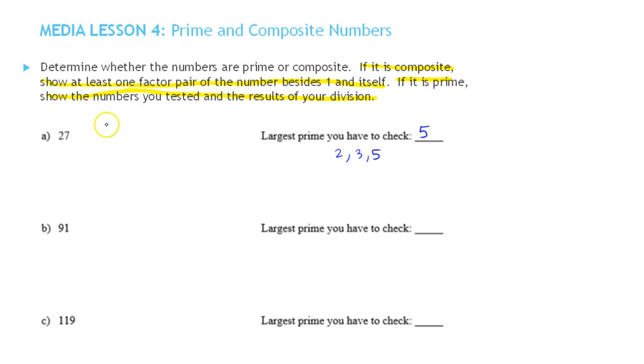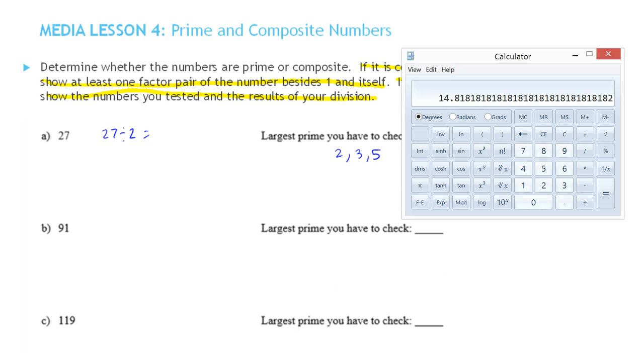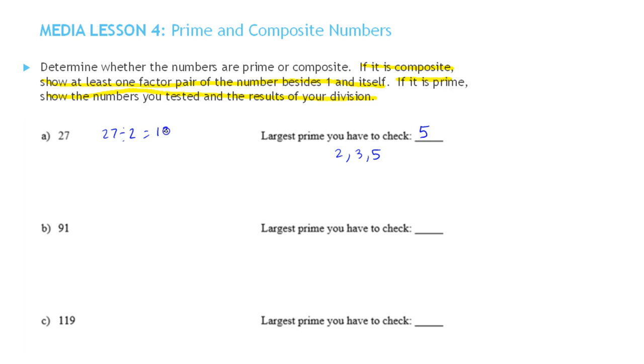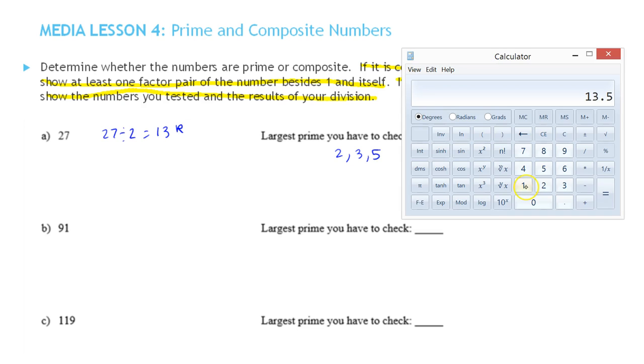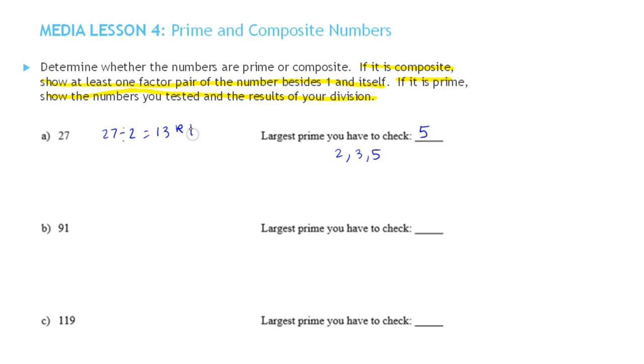Okay, so 27 divided by 2. Here let's write the remainders. 27 divided by 2 goes in 13 times. Now let's see what the remainder is. 13 times 2 is 26, so the remainder is 1. So since there's a remainder, 27 is not divisible by 2.